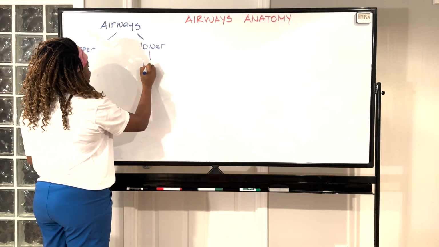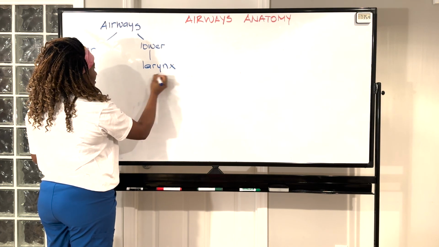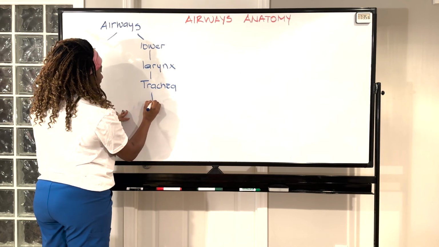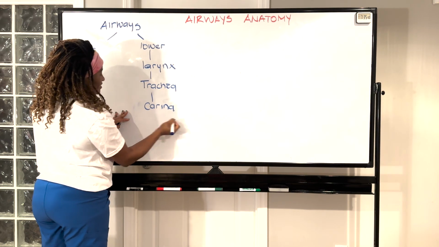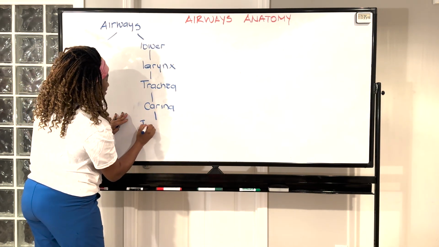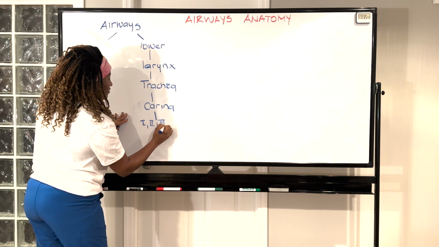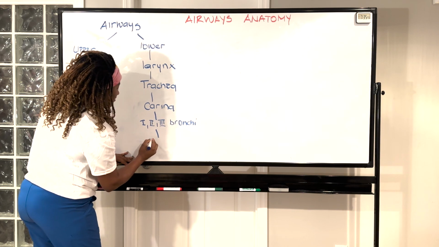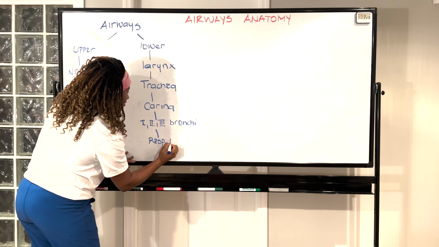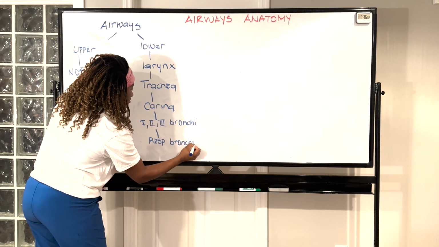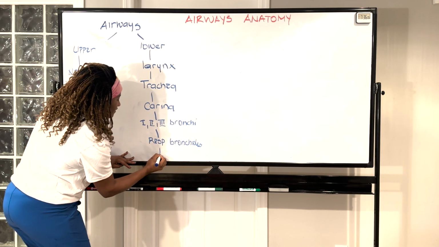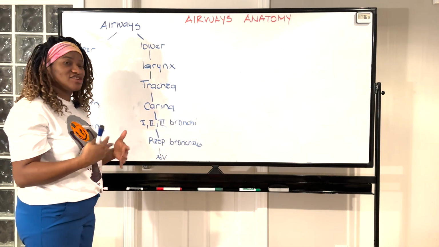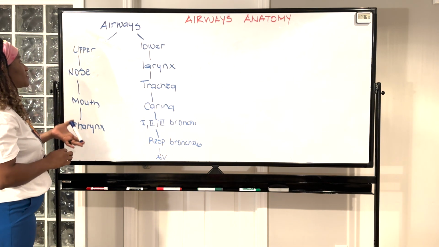And the lower part, we have the larynx. We have the trachea, we have the carina, we have our primary, secondary, tertiary bronchi, and we have our respiratory bronchiole, and then we have our alveoli, which is going to form the alveolar capillary membrane where the gas exchanges are going to happen. So let's start with the upper airway.